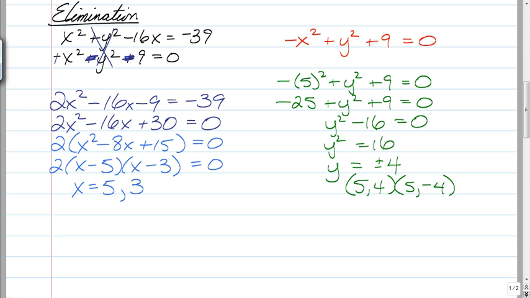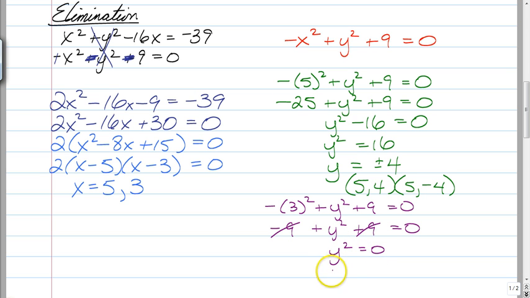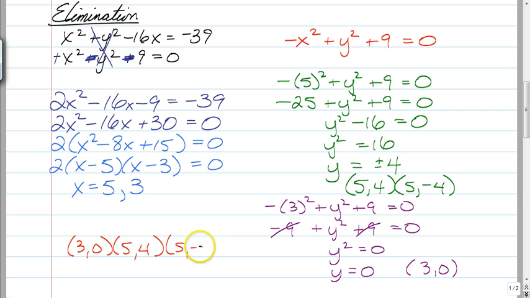And that's just by substituting in the 5. Now we've got to go substitute in the 3. So that's going to give us a -3 squared plus y squared plus 9 equals 0. This is a -9 plus y squared plus 9 equals 0. Those are going to cancel. So y squared equals 0, so y is equal to 0. So the answer to this is 3, 0. So your final answer for this is we have 3, 0, we have 5, 4, and we have 5, -4.